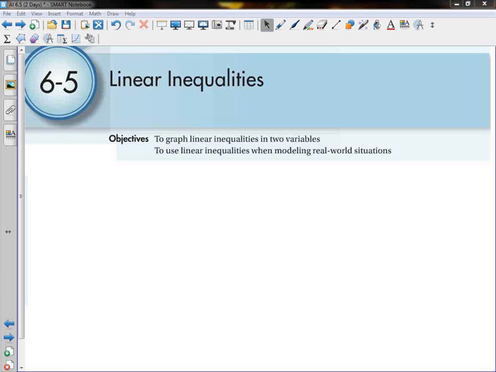This is Algebra 1 and we are on lesson 6.5. Today we're going to continue talking about linear inequalities. We started this lesson previously and now we're going to finish it up. So we're going to do 3 different examples today and just kind of expand our knowledge on linear inequalities.